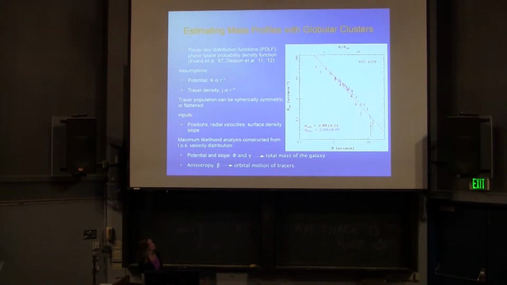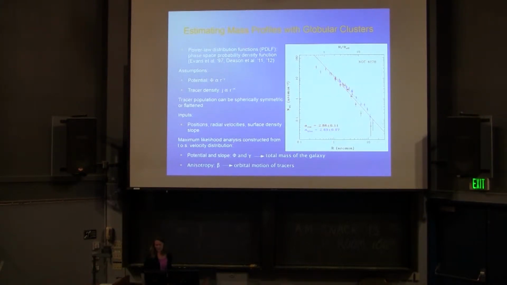So here's one example of a surface density slope for our red and blue globular clusters, they're separated out by color. And we only constrain the mass profiles for all of our galaxies in the regions where the globular cluster population can actually be well constrained by a power law fit. So we generally ignore the inner regions and outer regions. So that's one more limitation to the model.